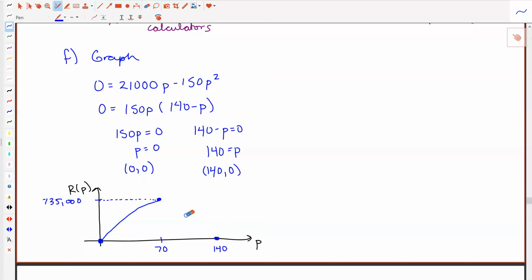I'm going to clean that up and try that one more time. Alright, parabola going through these, up to the vertex, and then try and have some sort of symmetry in here.